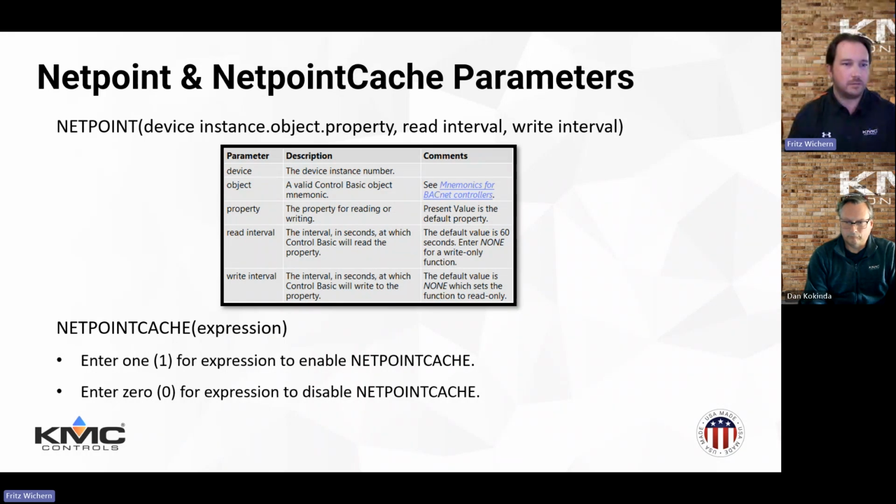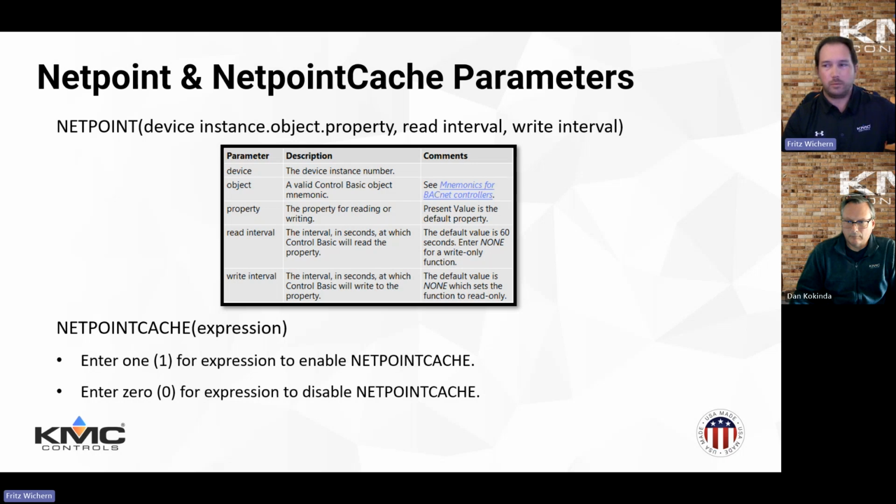The next piece in there is that read interval in seconds. The default value there is set in the little tables, defaults to 60. And then write interval is where that would come into play if you're pulling data from anything other than a read-only point. And then the NetPoint cache expression is pretty straightforward. 1 to enable, 0 to disable NetPoint cache.